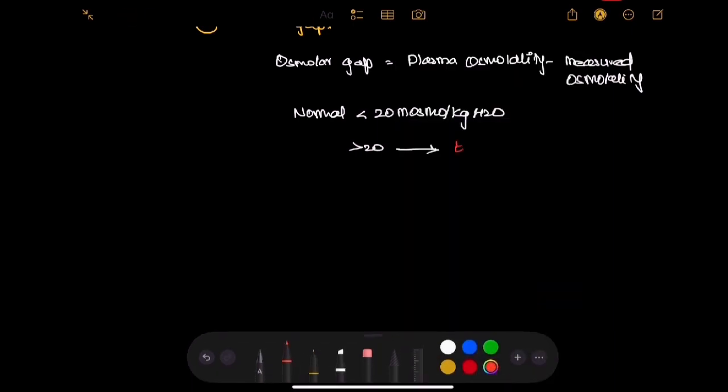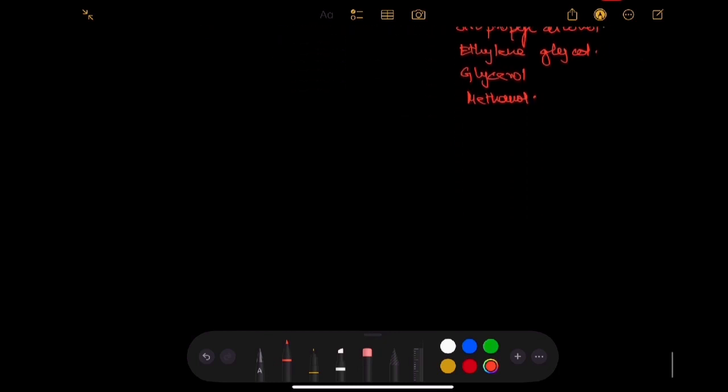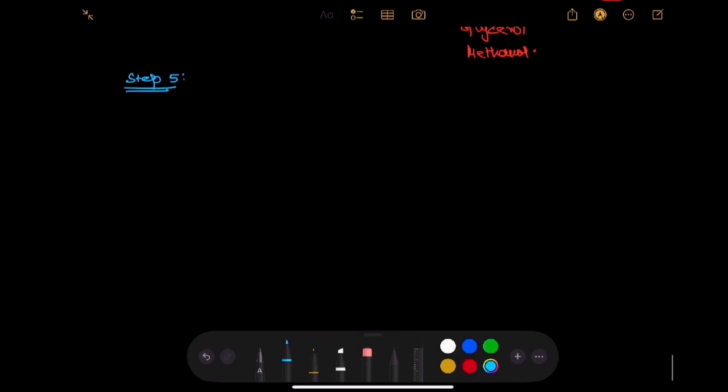So what can be the causes for increased osmolar gap? In case of ethanol poisoning or methanol poisoning or isopropyl alcohol poisoning or ethylene glycol poisoning, there are high chances of osmolar glycerols and alcohols being mixed in the serum sample to cause an increase in osmolar gap.